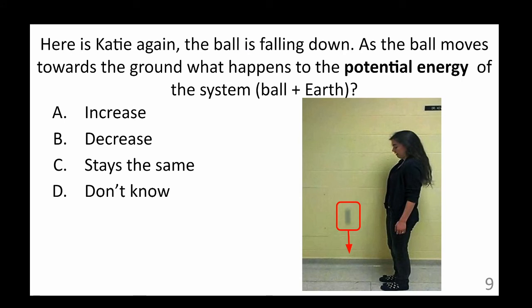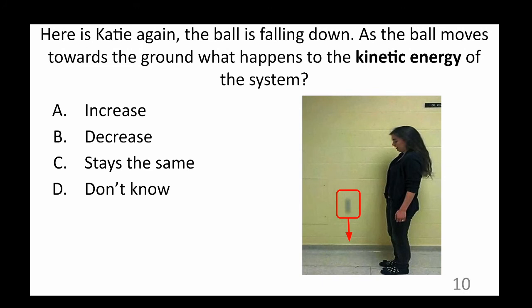Now let's bring Katie back again for another concept test. The ball is again falling down, and as the ball moves towards the ground, what is happening to the potential energy of the system containing the ball and the Earth? In this case, the potential energy would decrease. To explore this more, draw a potential energy curve for two objects that attract each other, and then draw a potential energy curve for two objects that repel one another, and see what you get.